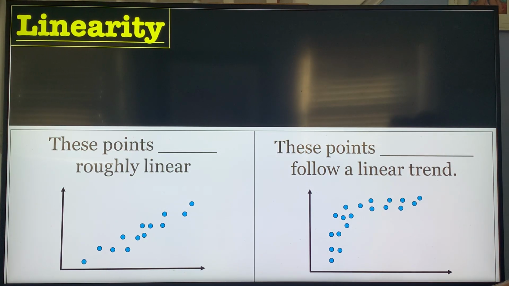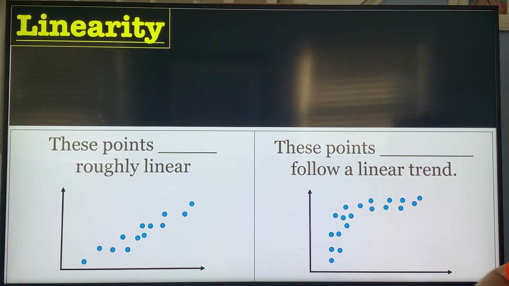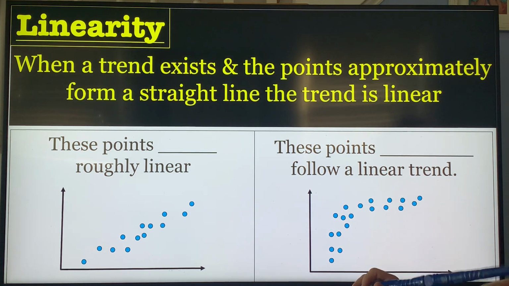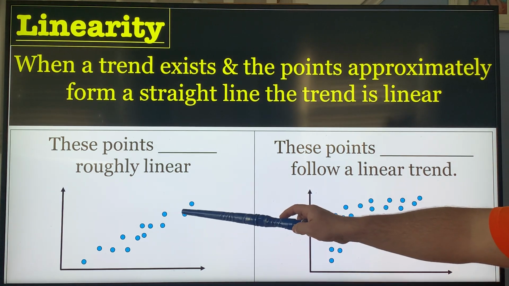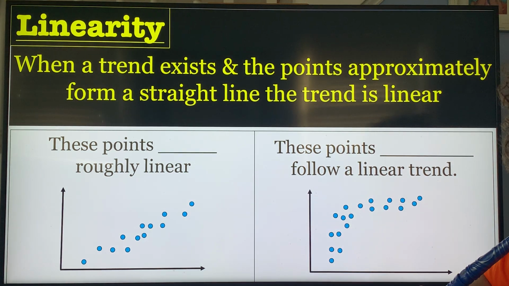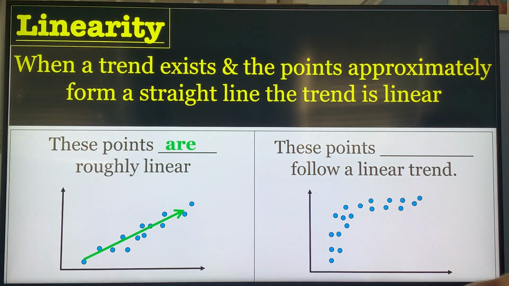Number 2, linearity. What word do you think of when you think of linearity? Did you say line? I hope you did. Now, what linearity is? Take a guess. Okay. When a trend exists and the points approximately form a straight line, the trend is linear. So if you form a straight line, you're linear. These points are roughly linear. What do you think? Well, if I drew a line, does that line kind of go really close to all the points? Yeah. So they are roughly linear.